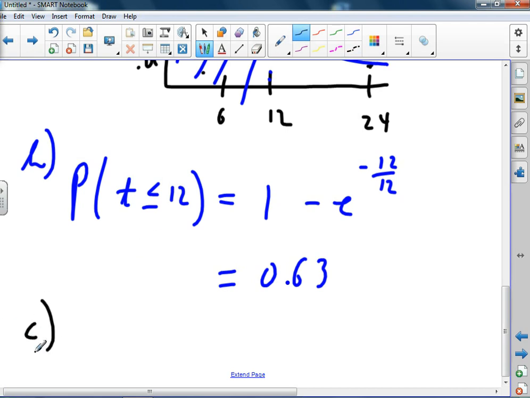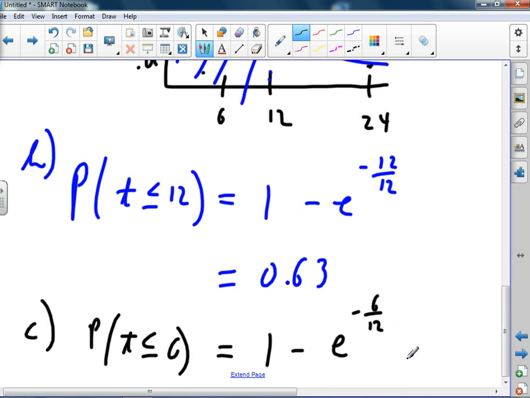C. What is the probability that the vehicle is there in 6 seconds or less? Probability t less than or equal to 6 is 1 minus e to the minus 6 over 12, 0.39.